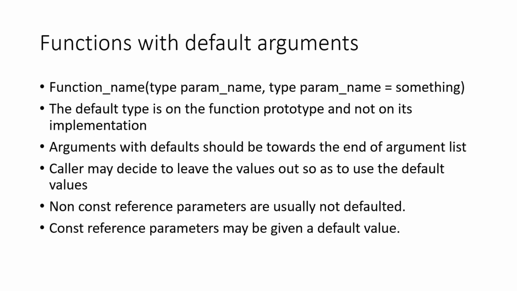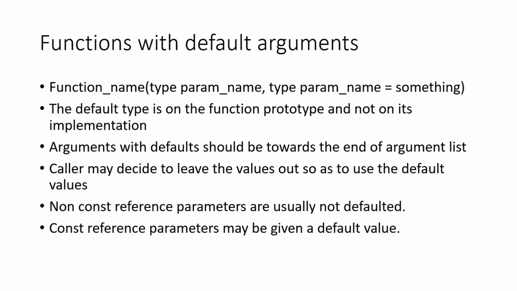A couple other points for default arguments. We learned about call by value and call by reference. Now, non-constant reference parameters are not defaulted. Typically, we don't do that because they're not constant. They can change, right? So you want to give the user the ability to do so. Whereas const reference parameters may be given a default value.